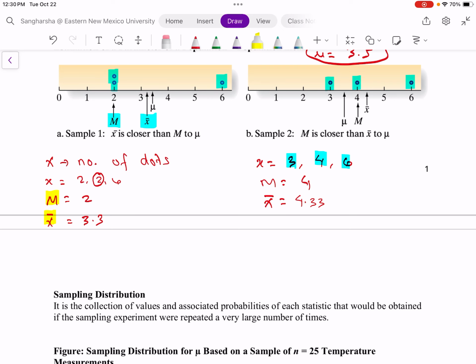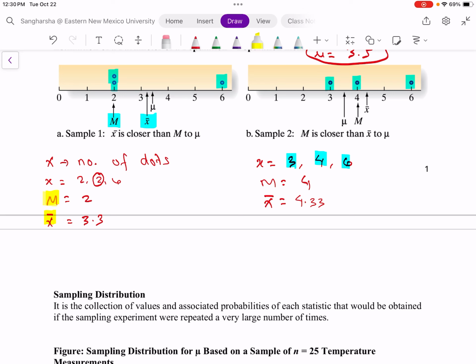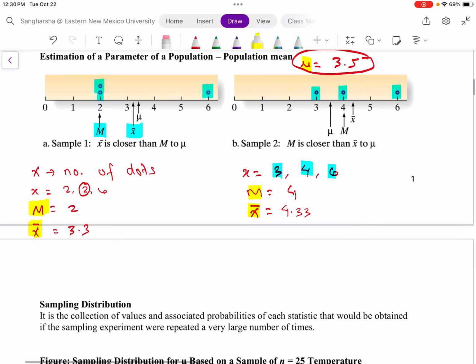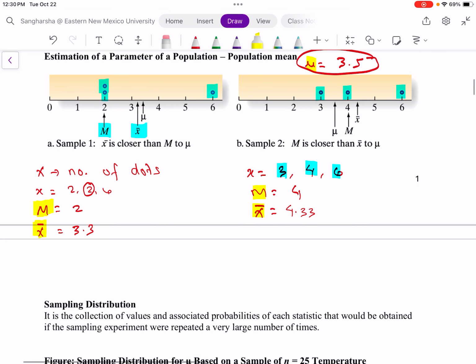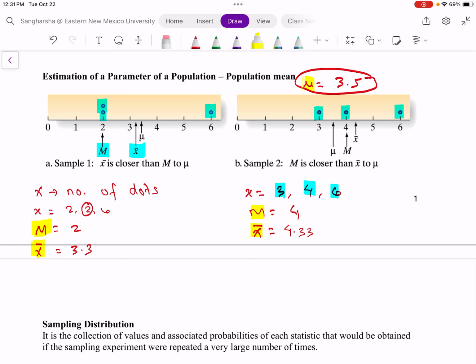Isn't it median and mean? See, we are using m, right? Isn't median m a statistic? X bar is a statistic, m is a statistic. But this mu is not a statistic. This is a parameter. So we are trying to use this statistic to make an estimate of mu. We already know mu, but still we are trying to find the best statistic to make an estimate of mu.